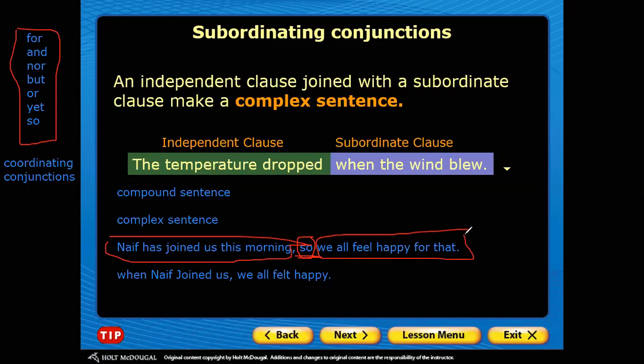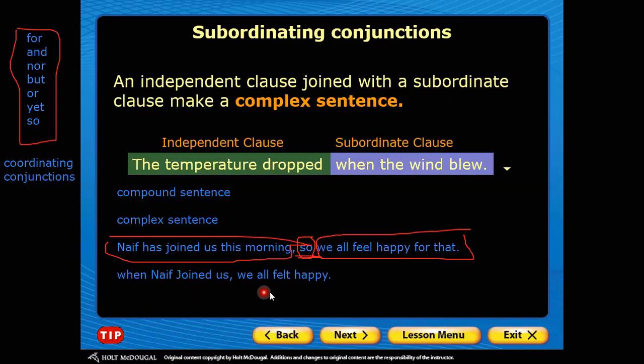How about the second sentence? Yahya, I'm going to get back to you in a minute. Omar, can you read the second sentence for us? When Naif joined us, we all felt happy.